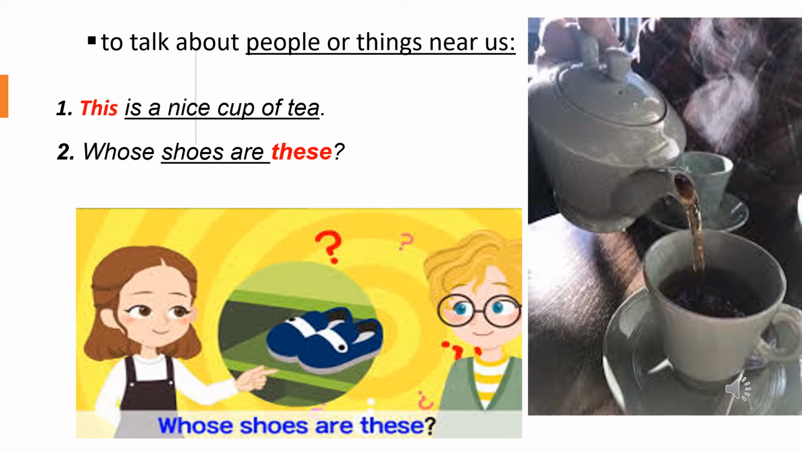We use this and these to talk about people or things near us. إذا نستعمل this و these لنتحدث عن أشياء قريبة منا. Example, this is a nice cup of tea. So this is a nice cup of tea. We say this is plus singular noun. A nice cup of tea is a singular noun.